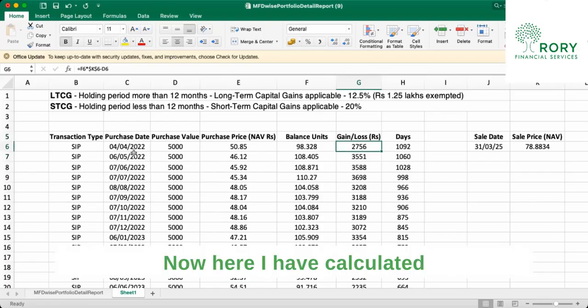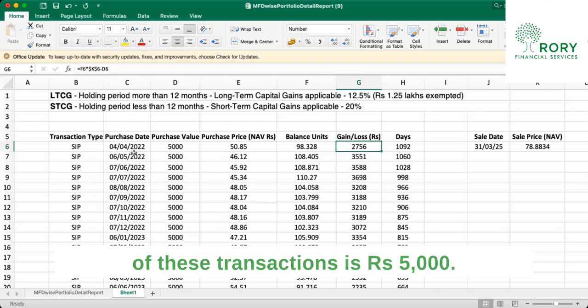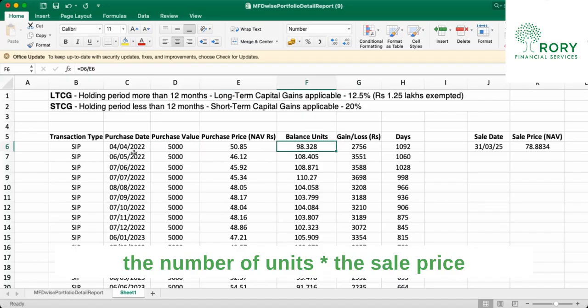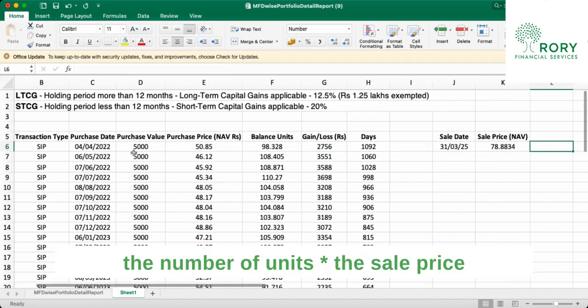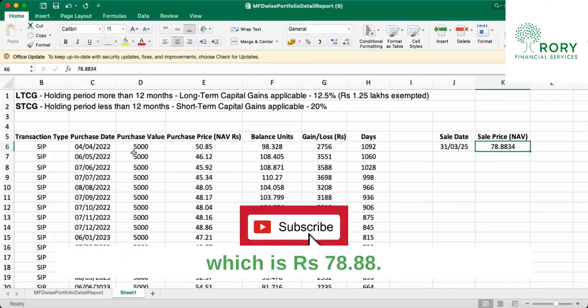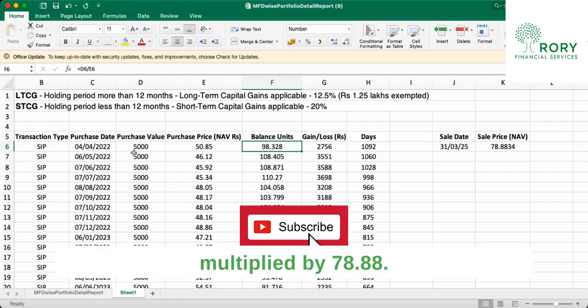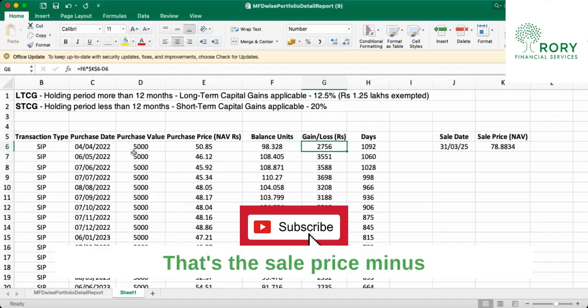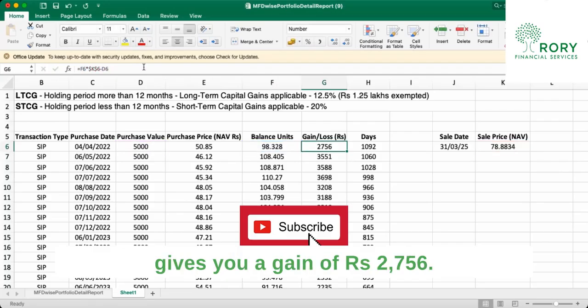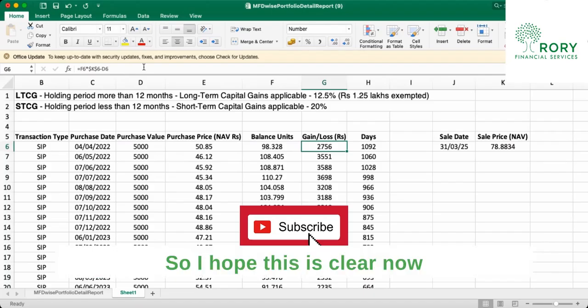Now, here I've calculated the gain or loss per transaction. So the cost price for each of these transactions is 5,000 rupees. That is the same, but the gain changes. So the gain will be the number of units into the sale price on the day that it was sold, which is 78.88 rupees. So in this case, it will be 98.328 multiplied by 78.88, that's the sale price, minus cost price, which is 5,000 rupees, gives you a gain of 2756. So I hope this is clear.